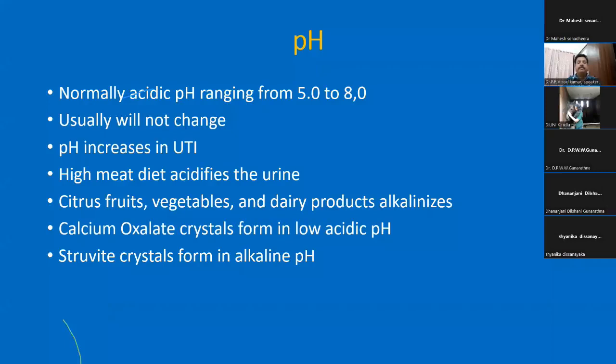Citrus fruits, lemon, orange, etc., vegetables and dairy products alkalinize the urine. So high meat diet acidifies the urine, and citrus fruits, vegetables and dairy products alkalinize the urine. Calcium oxalate crystals form in low, acidic pH. These are the commonest stones: calcium oxalate stone and struvite stone. Calcium oxalate forms in low pH and struvite stone forms in high pH, that is alkaline pH.